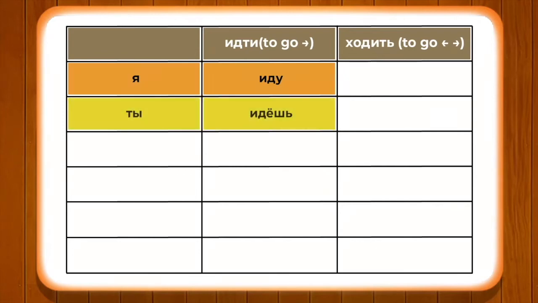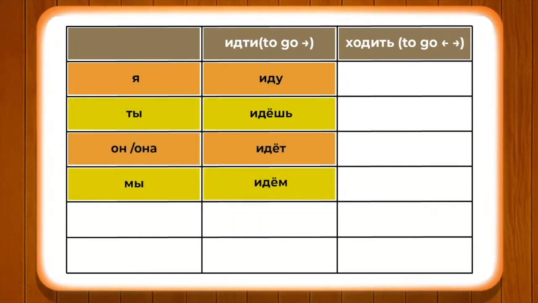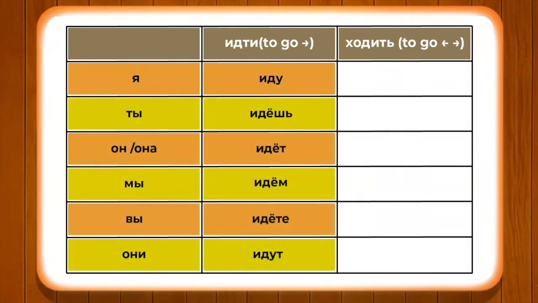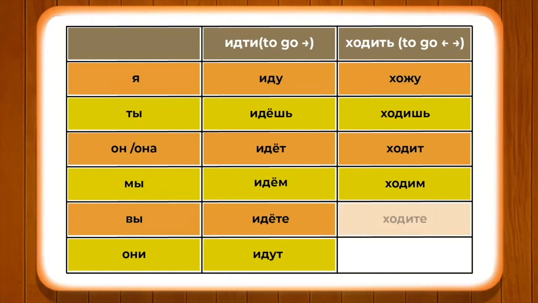Я иду, ты идешь, он, она идет, мы идем, вы идете, они идут. Whereas in place of ходить, я хожу, ты ходишь, он, она ходит, мы ходим, вы ходите, они ходят. Okay, I hope the conjugation is clear to you. We would also like to recommend you to pay attention to these conjugations and use them frequently in your own sentences in order to communicate in Russian efficiently.